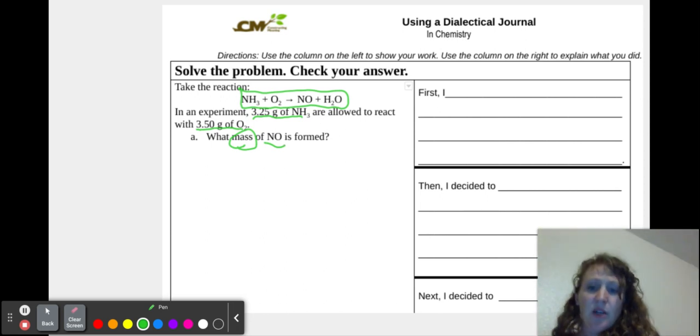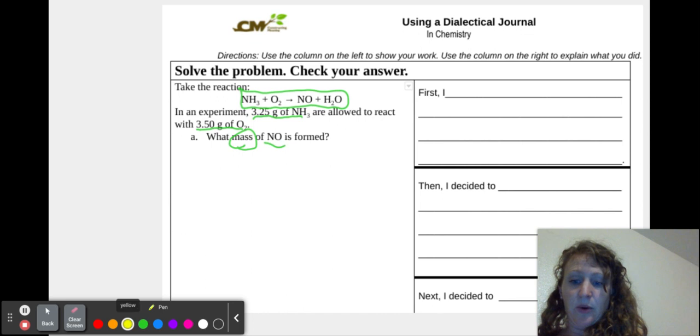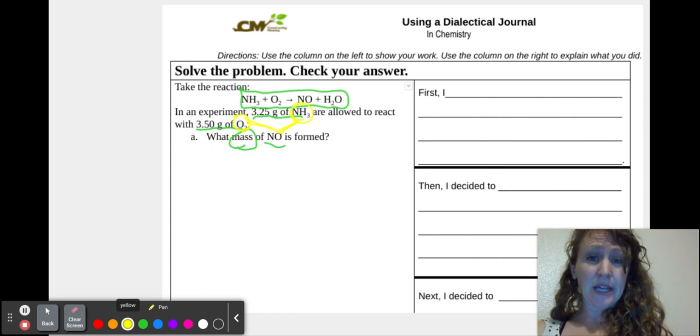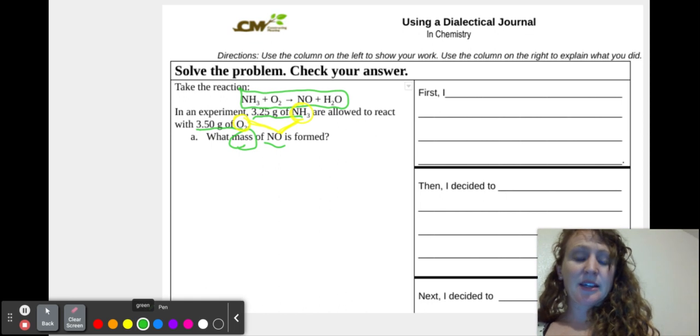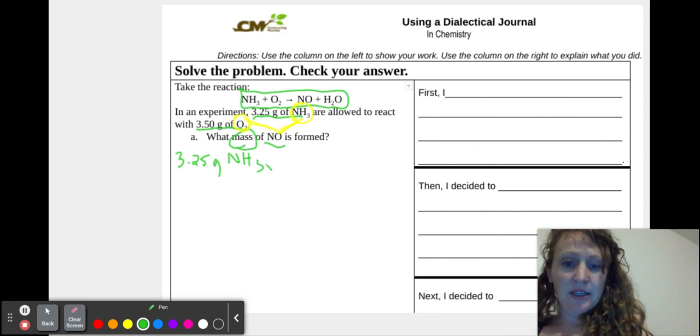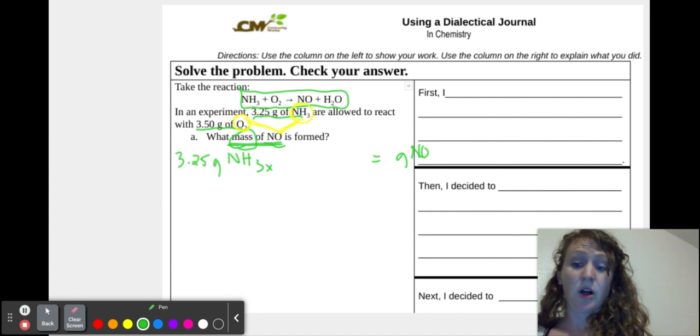So we're going to compare both of our reactants to our product. And whichever one forms less product limits the reaction and stops it with that much product made. Okay, so let's compare both of our reactants to our product. 3.25 grams of ammonia, and I'm going to convert that into grams of NO. Since that's what I'm trying to find anyway, I'm going to just go all the way to grams of NO.